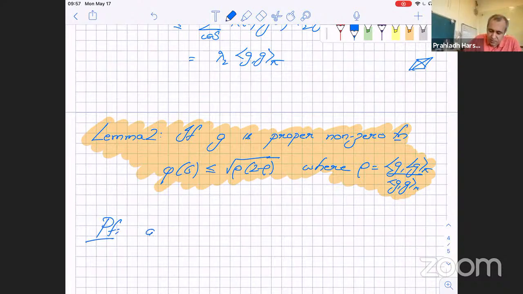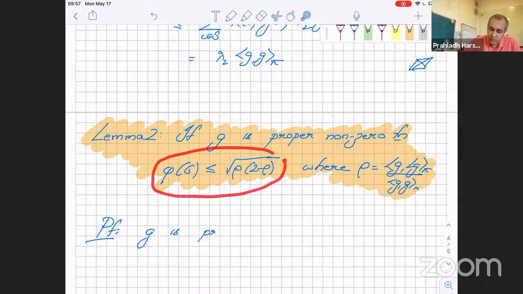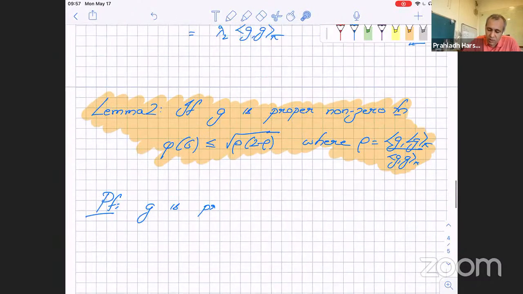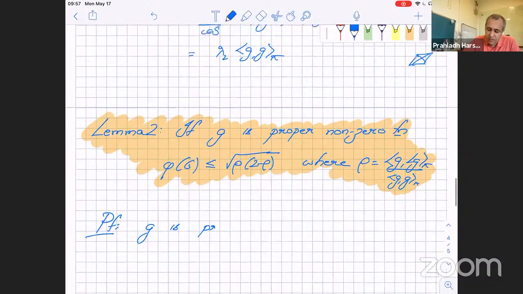So G is proper. The way I'm going to prove this, we need to show this inequality. What we'll show is we will consider a nice enough term, and we'll upper bound it by this quantity and lower bound it by this quantity. Somehow the proof will go along this line. And which quantity will we look at? Let's look at G being proper.